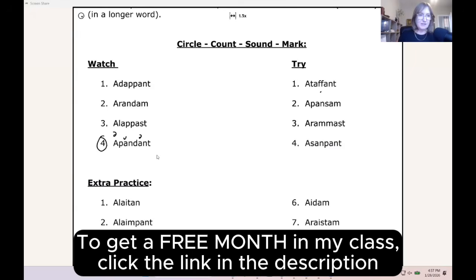All right, so this first A is going to say because that A is at the beginning and there's a vowel 2 doors down. This A is going to say because there are 2 consonants after it. This A is going to say because it's toward the end of a multi-syllable word with two consonants after it. So we have a, p, a, n, d, a, n, t. A pendant. A pendant.